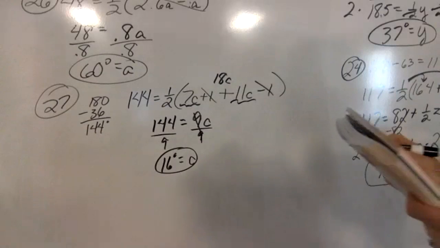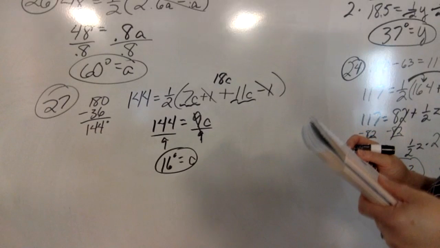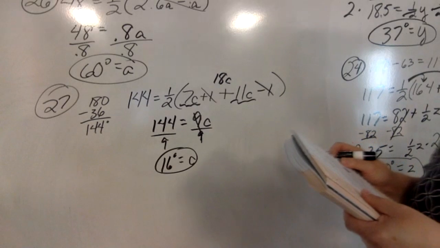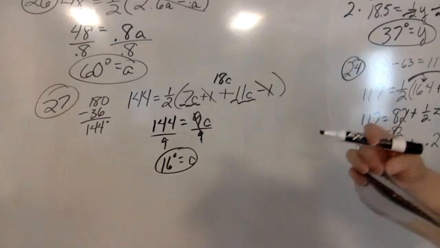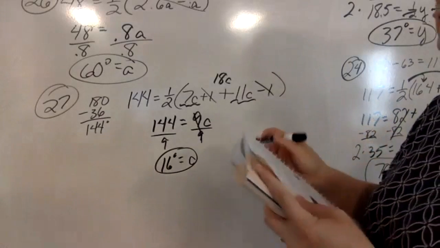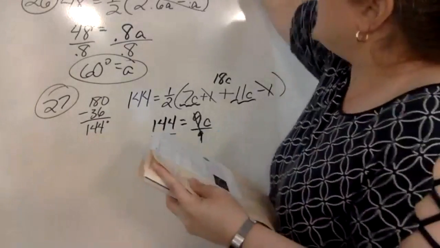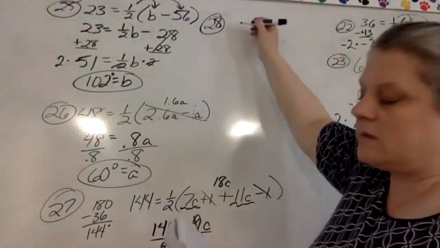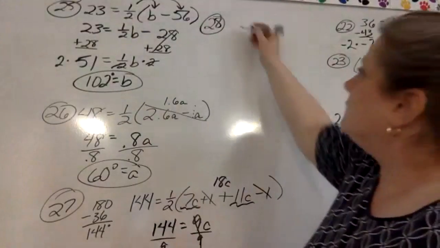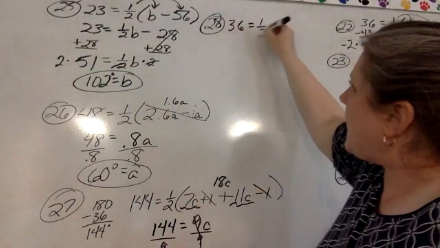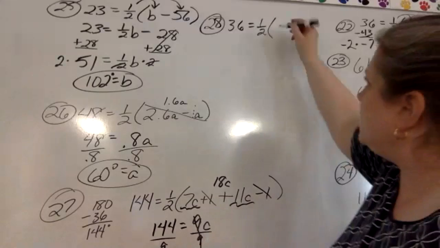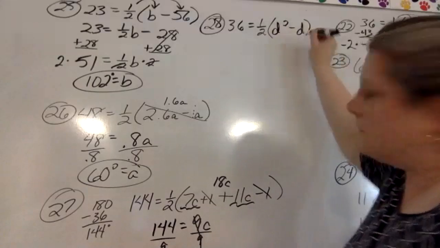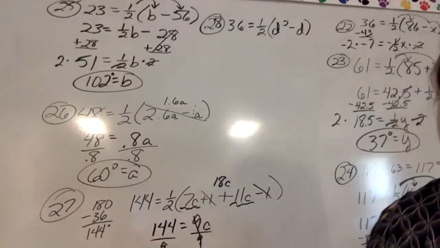Number 28 is the one that they gave you inside or outside? Outside. Outside, so it's half the difference of the two arcs, correct? Yes. So I have the angle, which was, what is that, 36? 36 equals half of d squared minus d. So you have that.